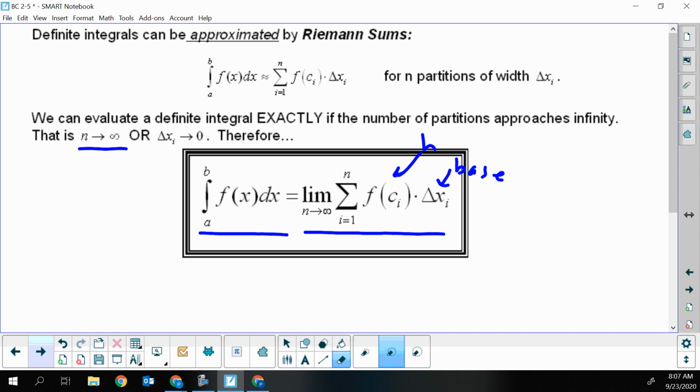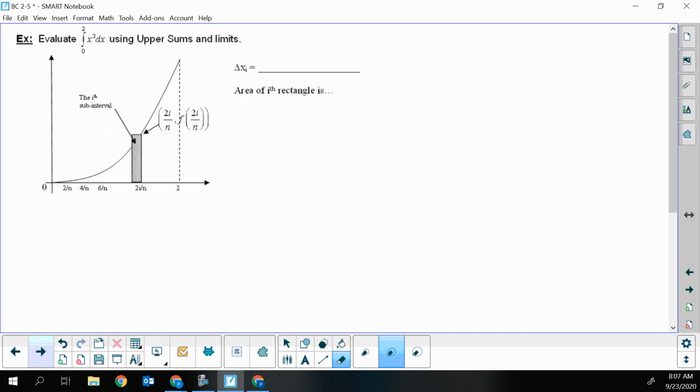So it's kind of complicated looking, but we're going to show you how we can use those formulas from day 3 to actually find the exact value of an integral. So we're going to work with the integral from 0 to 2 of x cubed. We have a picture of it there. The first thing we want to do is find delta x, the width of each interval. To do that, we always do b minus a over n. In our case, we have 2 minus 0 over n, which is just 2 over n.